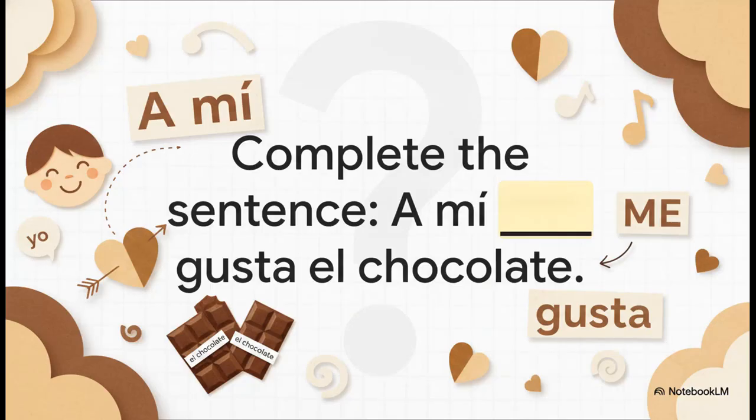They all flowed together effortlessly because they share that exact same backward structure. All right, time for a quick mini practice to see what stuck. Complete this sentence for us. A mí, blank, me gusta el chocolate. Take a second. Okay, if you said me, you're spot on. The indirect object pronoun has to match a mí. And remember, the a mí part is really just there to add emphasis or clarify. You still absolutely need that me.